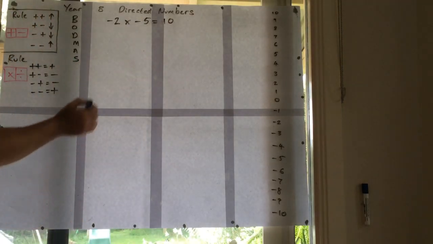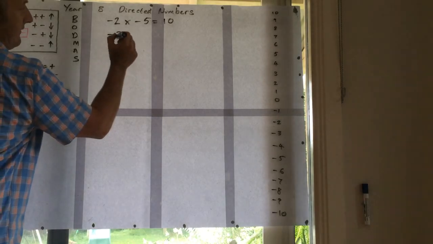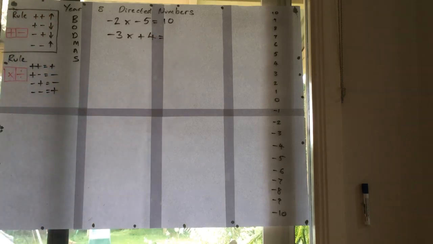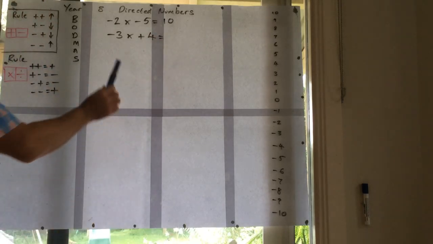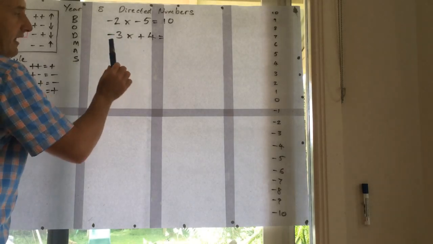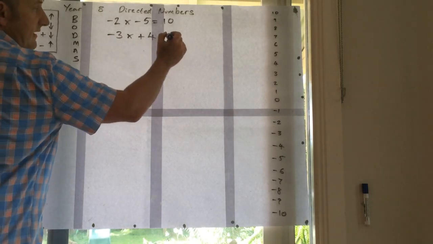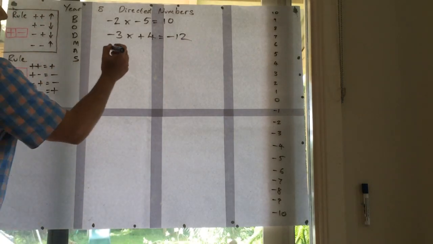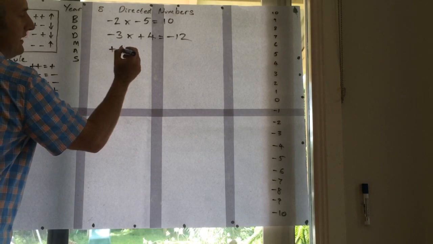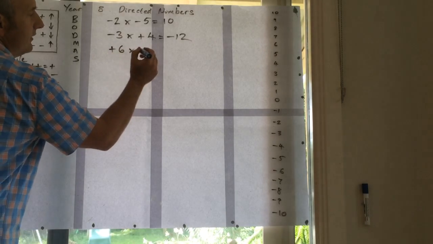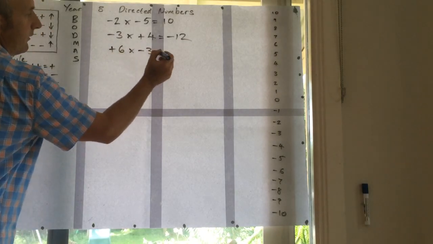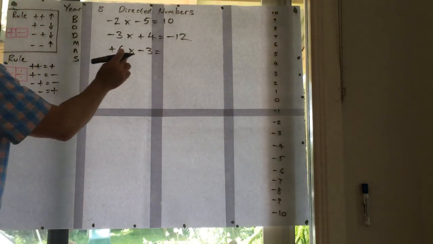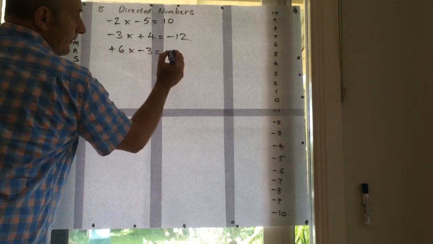All right, let's try another one. -3 times positive 4. Well, what's 3 4s? 12. What's a negative times a positive? A negative multiplied by a positive is a negative, so it's going to be -12. All right, what about this? Positive 6 multiplied by -3. 6 3s? 18. A positive multiplied by a negative is a negative.